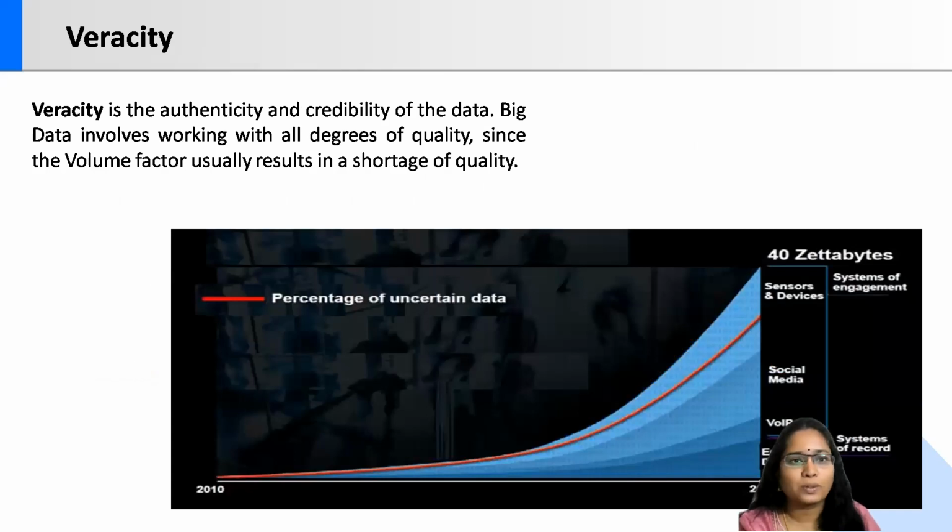Veracity is the authenticity and credibility of the data. Big data involves working with all degrees of quality, since the volume factor usually results in a shortage of quality.